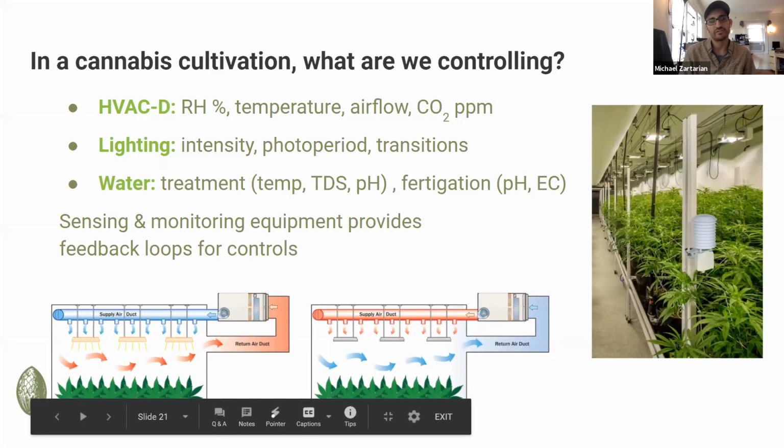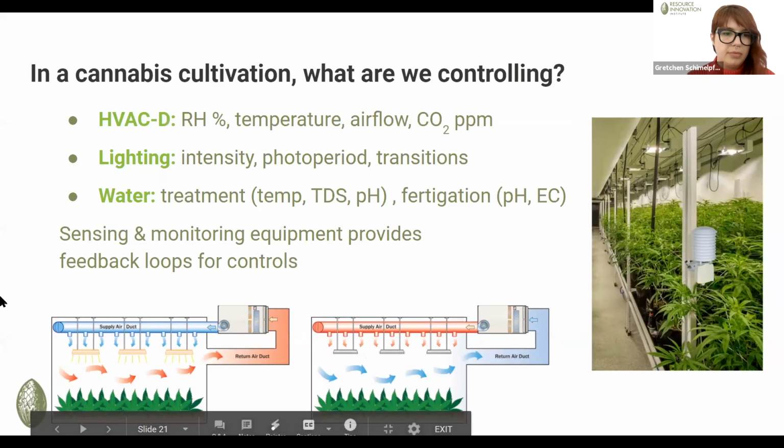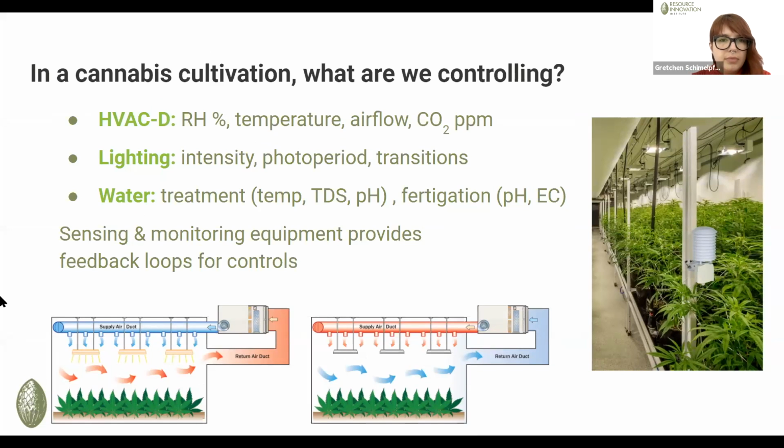Yeah, so the main points of control in a cultivation are your humidity, temperature, airflow, your basic environmental parameters, and then also, unique to indoor ag, CO2. So we're boosting the CO2 levels in these rooms to enhance plant growth. In lighting, and Leora will talk more about this in detail, you can change intensity and the photo period.